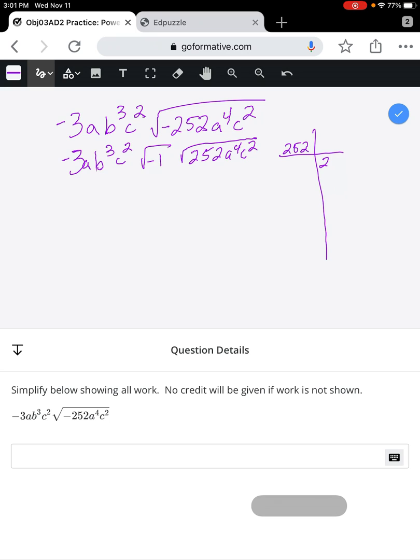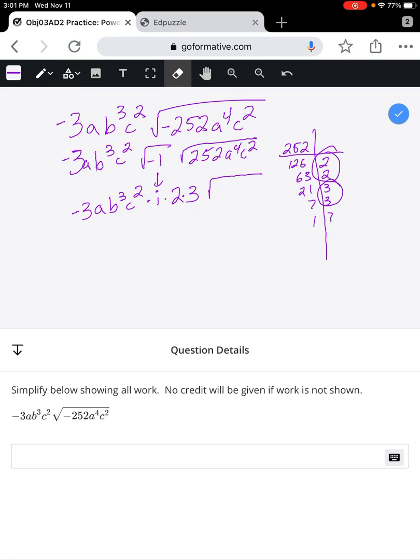divided by 2, which is 126. 126 divided by 2 is 63. 63 divided by 3 is 21. 21 divided by 3 is 7. 7 divided by 7 is 1. So I know right now, I bring my -3, my a, my b cubed, my c squared. This becomes an i. I know I'm going to have a 2 on the outside. I know I'm going to have a 3 on the outside.